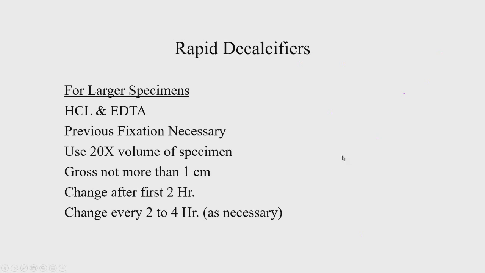Gross not more than 1 centimeter. If the bone specimen, such as a long bone or femur head, is very thick, you won't have the decalcifier penetrating enough to react with the inner portion of the tissue. Change after the first 2 hours. Continue to swirl. If it's a very, very dense bone specimen, you probably can get by with not changing in 2 hours, as long as you're continuing to swirl the solution. You can do 2 to 4 hours.